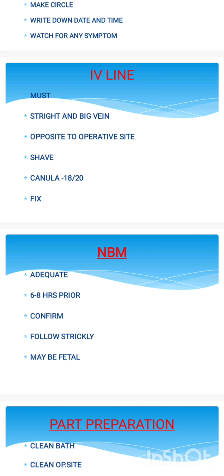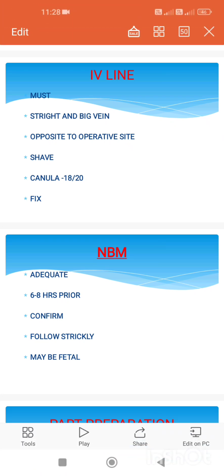Though the procedure is major or minor, IV line should be prepared. This is a must, IV line is a must. Always select a straight and big vein opposite to the operative site. Shave the part. Use a bore gauge cannula number 18 or 20. Fix it.